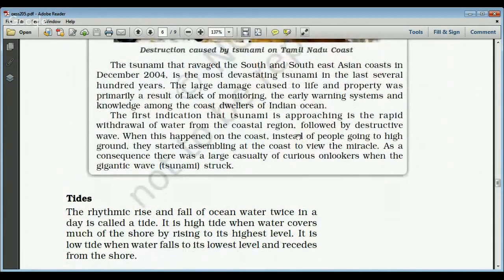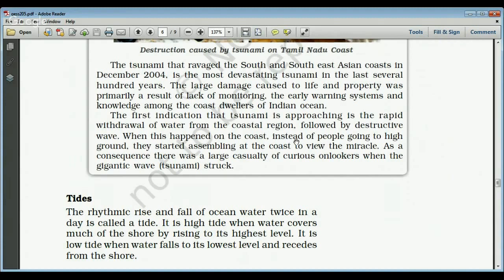See, there are various indications that can predict that a tsunami is approaching. The first indication is the rapid withdrawal of the water from the coastal region. Because a tsunami is the result of an earthquake, and an earthquake happens when one plate moves down and one plate remains in the same position. So that creates a displacement, and that displacement is filled by the water. And so the water draws away from the coastal area, and then the plate comes to its original position, and then the water comes to the coastal area with a very high speed. And that is why there is a rapid withdrawal of the water from the coastal areas.